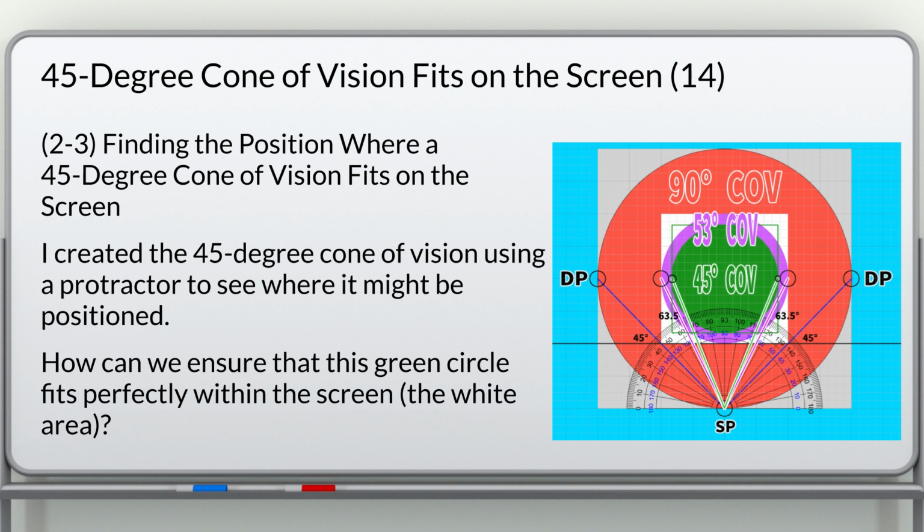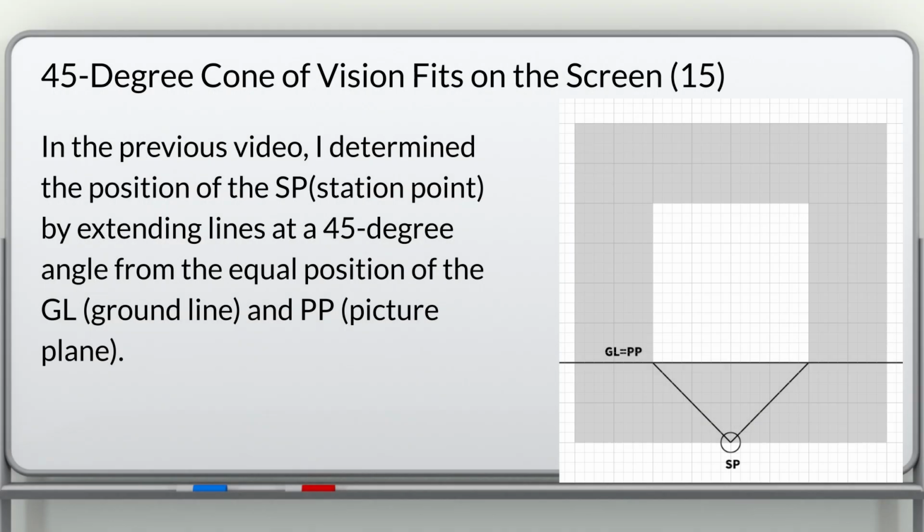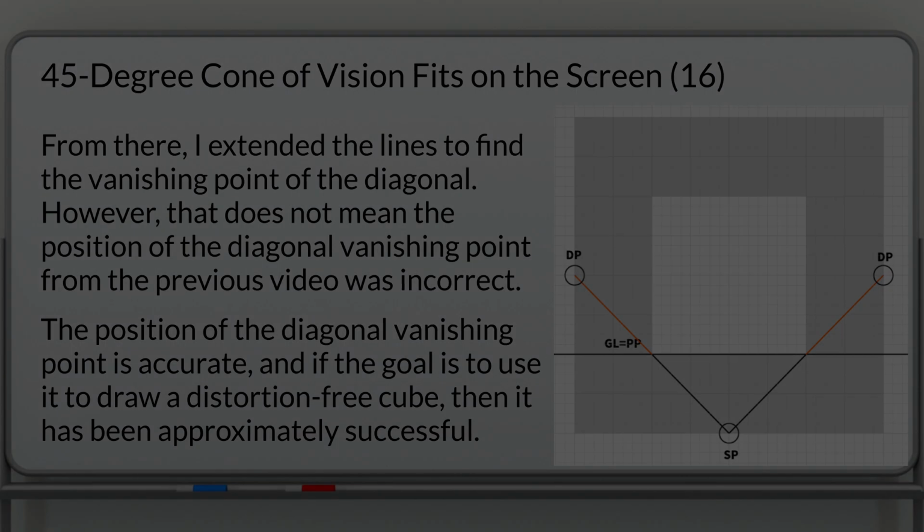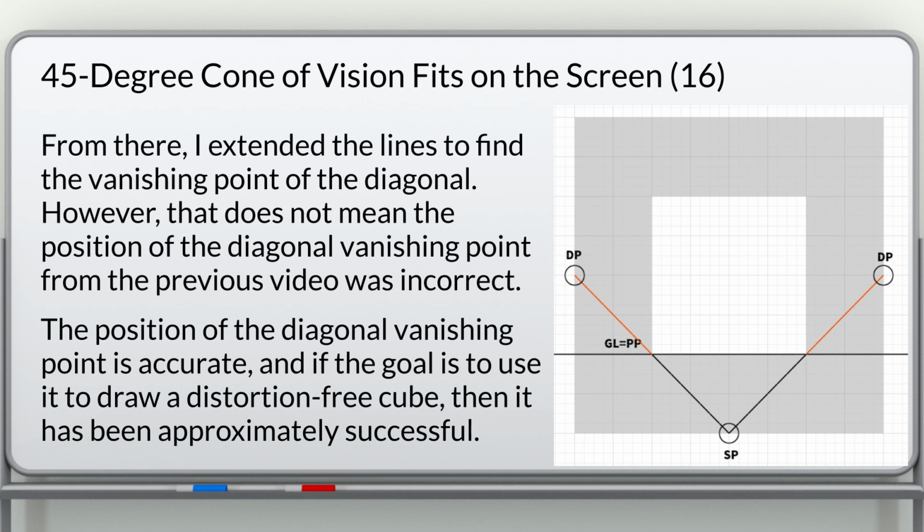I created the 45-degree cone of vision using a protractor to see where it might be positioned. How can we ensure that this green circle fits perfectly within the screen? In the previous video, I determined the position of the SP by extending lines at a 45-degree angle from the equal position of the GL and PP. From there, I extended the lines to find the vanishing point of the diagonal. However, that does not mean the position of the diagonal vanishing point from the previous video was incorrect. The position of the diagonal vanishing point is accurate, and if the goal is to use it to draw a distortion-free cube, then it has been approximately successful.